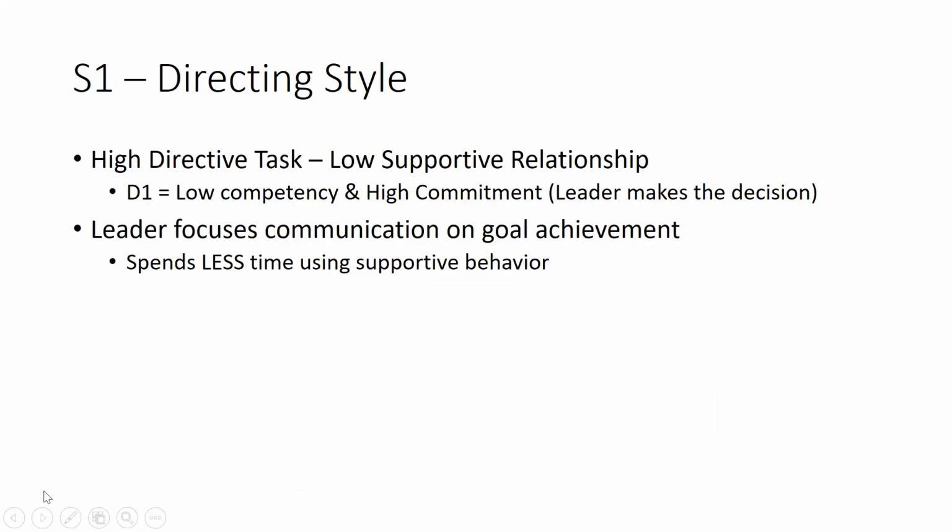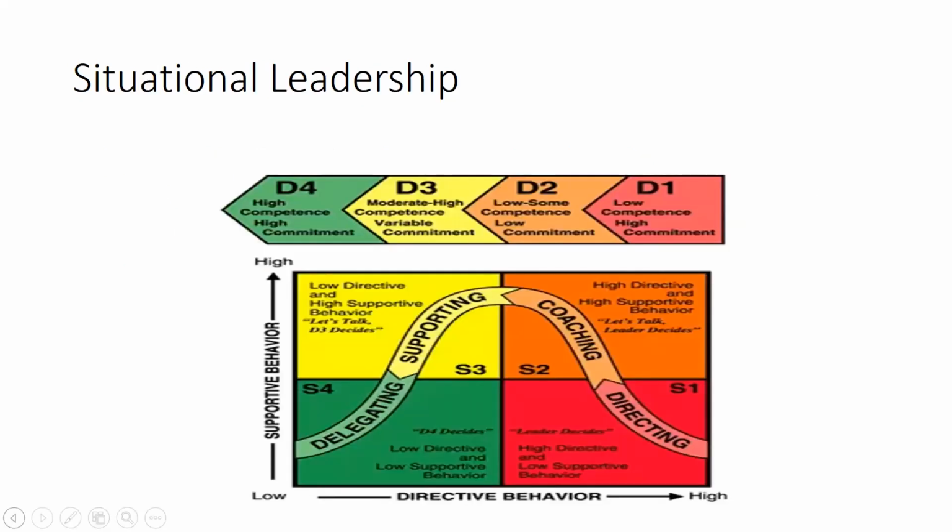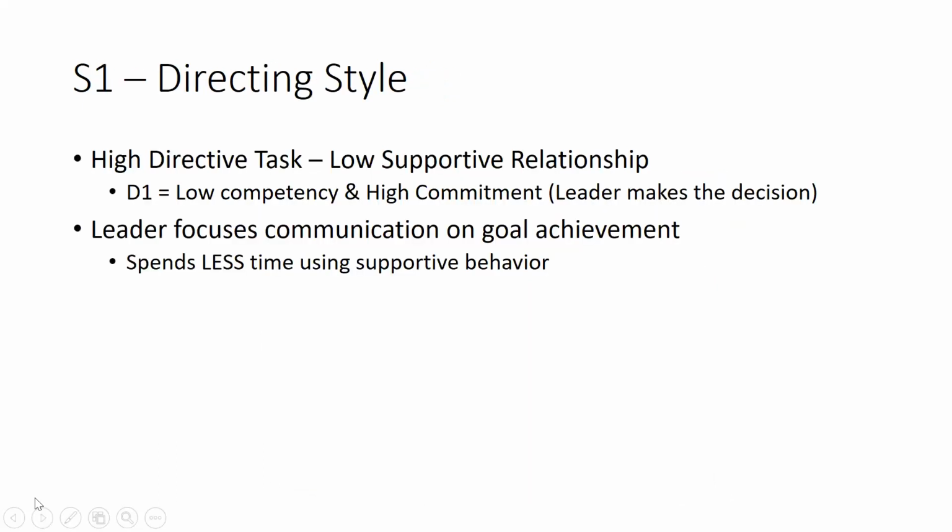Okay, when we talk about S1, the directive style, all right, remember, it's the red ones here. See where D1 above correlates with it? All right. You have high directive task, low supportive relationship. All right. Let's talk about this. To utilize S1, we know that the follower or the subordinate is D1, low competency, but high commitment. The individual really doesn't have the knowledge and skill. I mean, they may have some rudimentary ideas. You're not a blank slate, but they really want to learn.